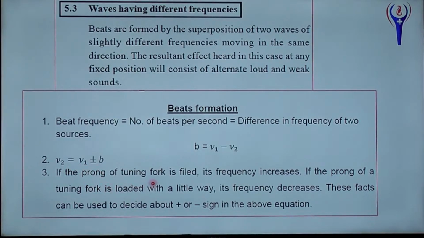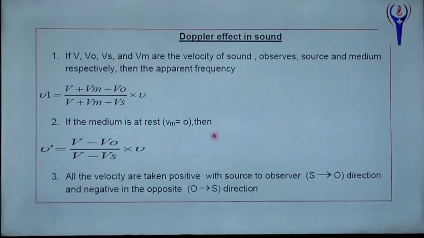If a prong of the tuning fork is filed, its frequency increases. If a prong of the tuning fork is loaded with a little wax, its frequency decreases. These facts can be observed by the positive and negative sign. Based on this, what is the use of beats? By knowing one frequency, we can determine the frequency of another tuning fork. Doppler effect, this will be the last topic.